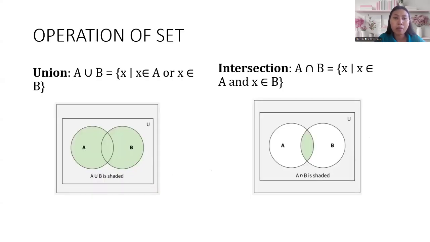Next, I will explain operations on sets. Operations on sets are rules that combine, compare, or manipulate sets to create new sets. Some of these operations are, first, union. A union B is the set of all x such that x is an element of A or x is an element of B. Then we have intersection. A intersection B is the set of all x such that x is an element of A and x is an element of B. You can see it on the screen.